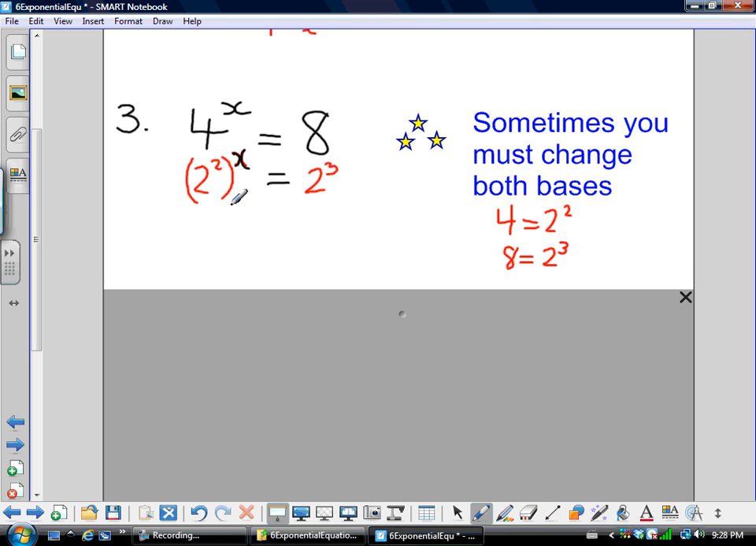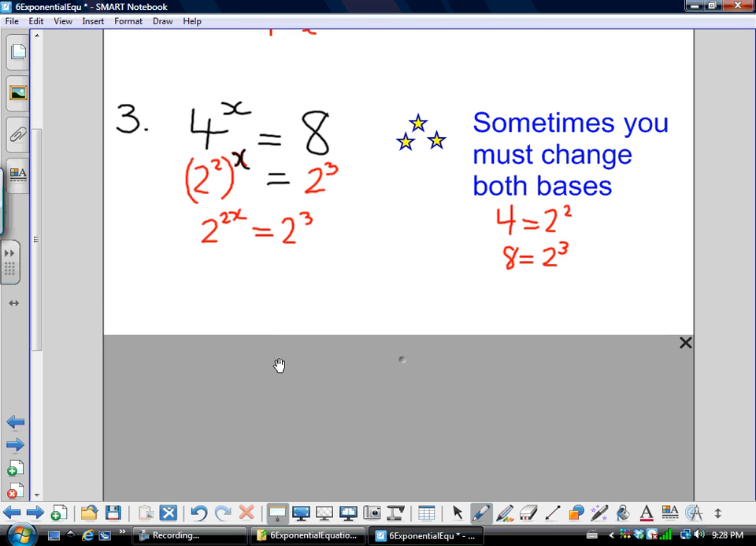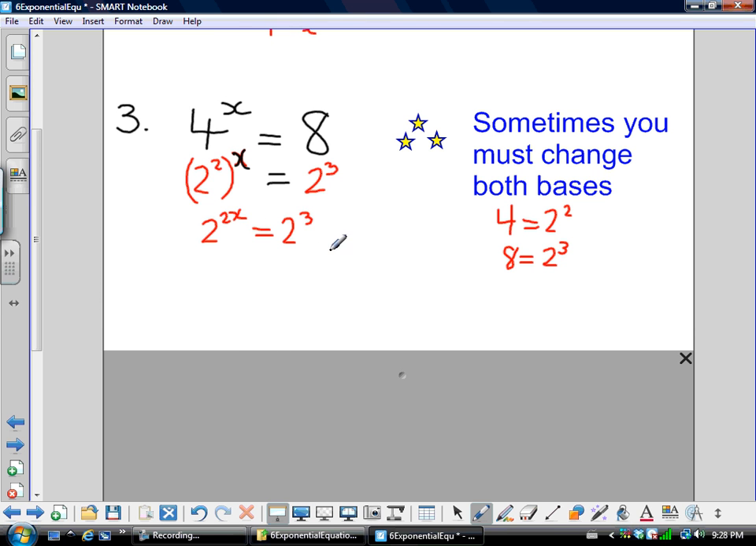Now I'm almost done. You can see I have a power to a power. Power to power says I must multiply. So I have to multiply the 2 times the x, which is just 2x. So that's not too bad. Equals 2 to the power of 3. Now my bases are the same. They're both 2. Therefore, the 2x has to equal the 3. So if I divide both sides by 2, I end up with my x equaling 3 halves.